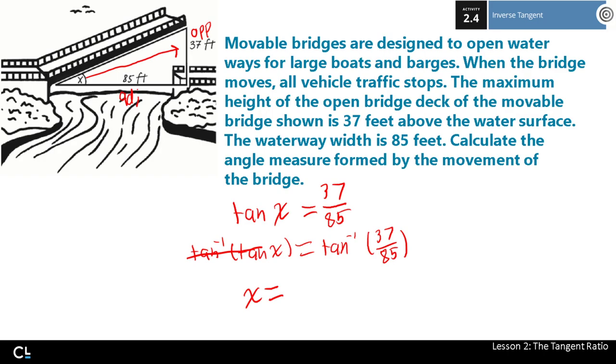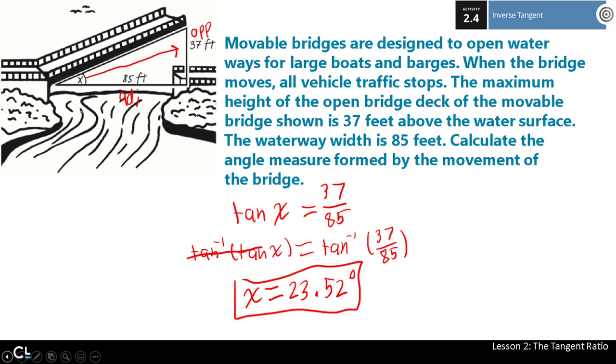So once again, if you're on Desmos, you click the function button, you click tangent inverse, click main, and then you just type in 37 divided by 85. You click enter, and we get an angle measurement of, and once again, we're going to round it to our second decimal place, 23.52 degrees. And there is our answer. So this bridge goes all the way up 23.52 degrees in order to open up fully. And once again, we use our tangent inverse to figure that out.